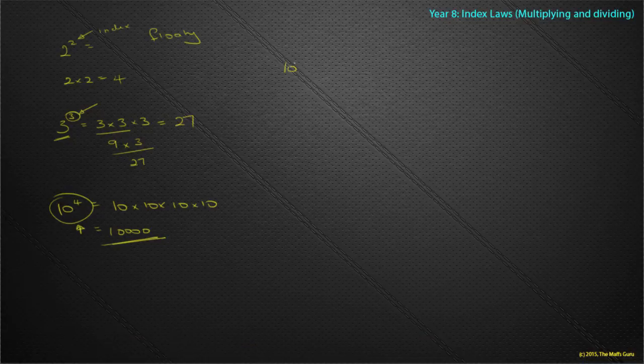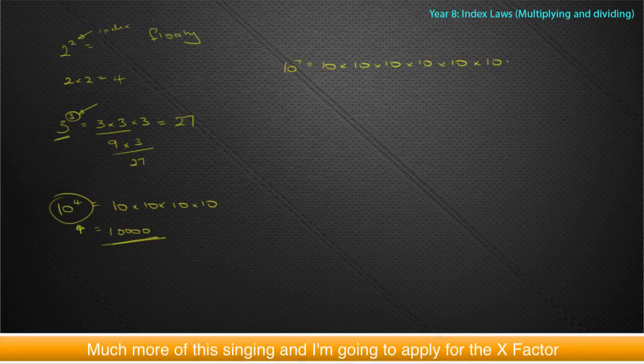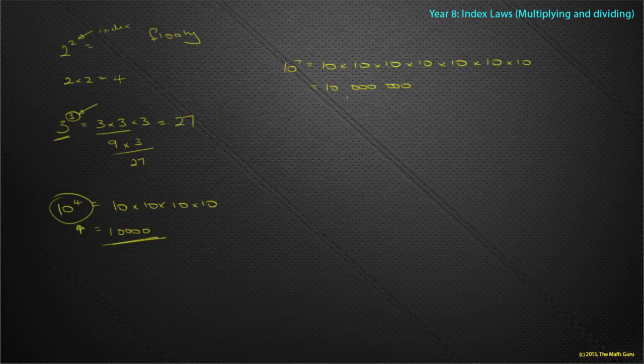Now, that doesn't work in all cases for all numbers, but it does for 10. So if I have 10 to the floaty 7, that's the same as 10 times 10 times 10 times 10 times 10 times 10, 1, 2, 3, 4, 5, 6, and let's have just one more, times 10. And in this case, that would be 10 and 6 zeros, or 10 million. And again, if you notice how many zeros I've got, yep, there are 7.